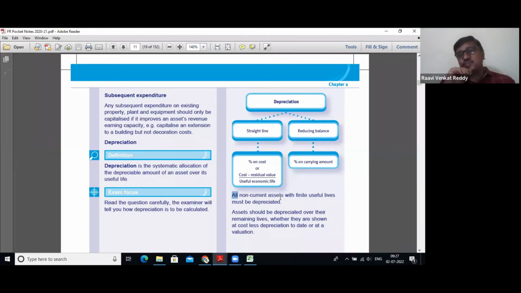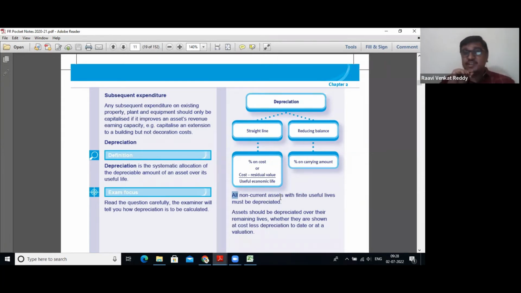But when it comes to practicality, most company managements try to use this accounting estimate for their advantage. What I'm trying to say here is, suppose a company management might intentionally estimate a lesser useful life, because if they estimate a lesser useful life of an asset, then definitely the depreciation amount will be high.